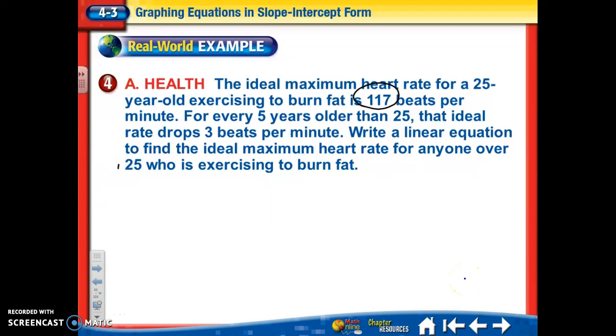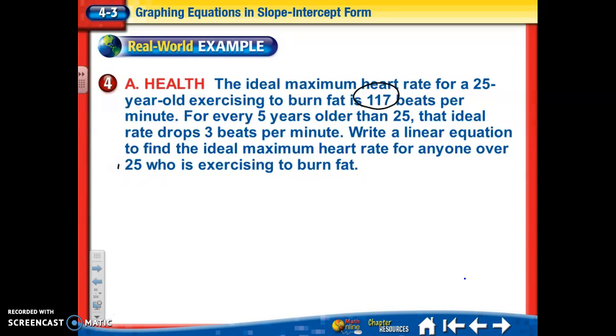Just in case you decided you wanted to do the word problems now, so you had a little example to look at, here is one of them, and you'll notice I already circled the 117, but I will go through this with you anyway. So it says the ideal maximum heart rate for a 25-year-old person exercising to burn fat is 117 beats per minute.